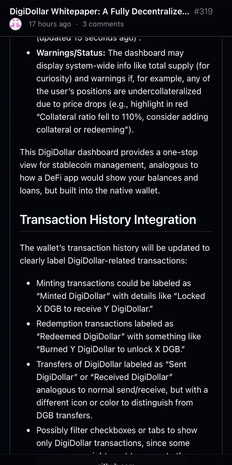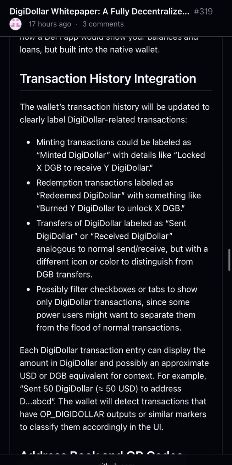This DigiDollar dashboard provides a one-stop view for stablecoin management, analogous to how a DeFi app would show your balances and loans, but built into the native wallet.